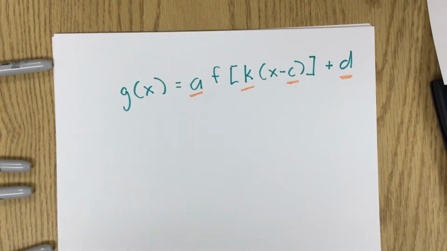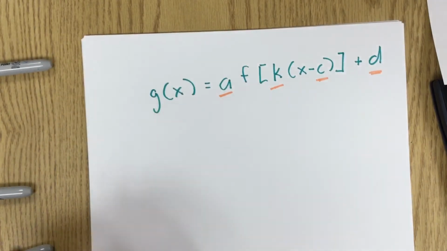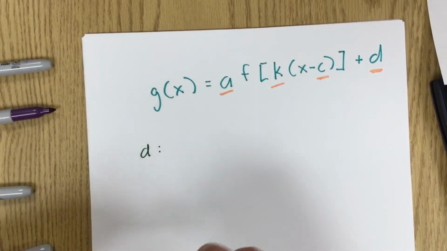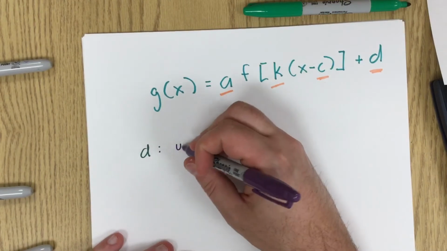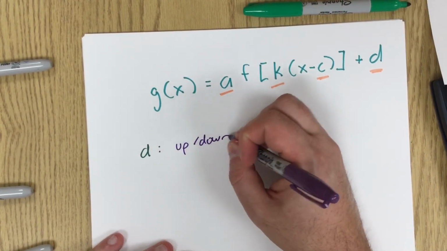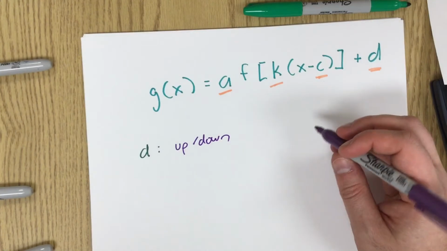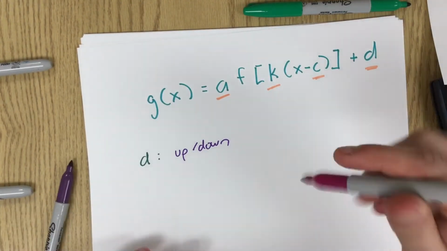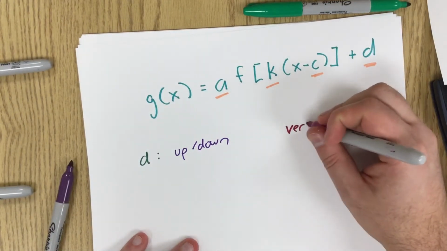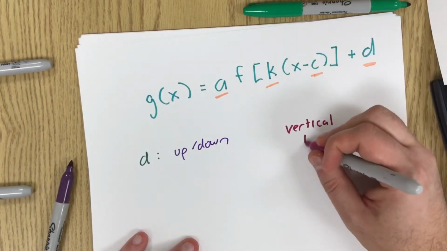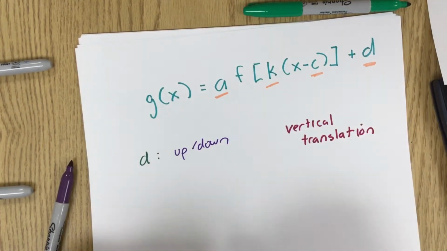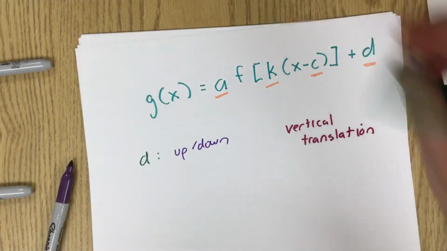So the summary that we're going to go through is that the D does the up and down translations, or the more formal name for it is the vertical translation, which is not the same as transformation. A translation is a move. So D is the up down.